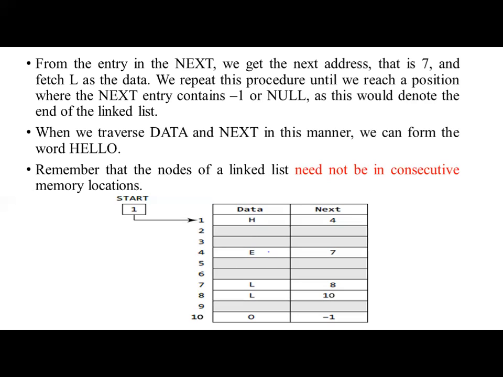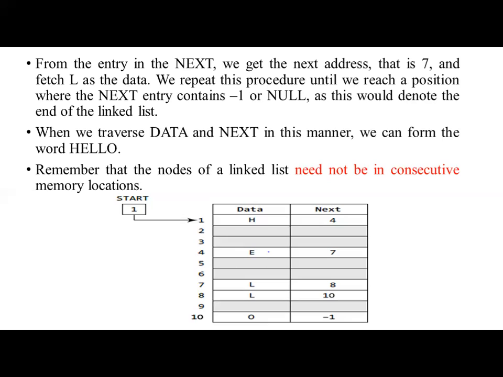So this is the difference between array implementation and linked list implementation. In array implementation, the data H and E must be stored in consecutive locations. But in a linked list, you can store the data in any available random location. So after H, E is stored in the fourth location. The next part of the first node contains the address 4. So my second data is E.